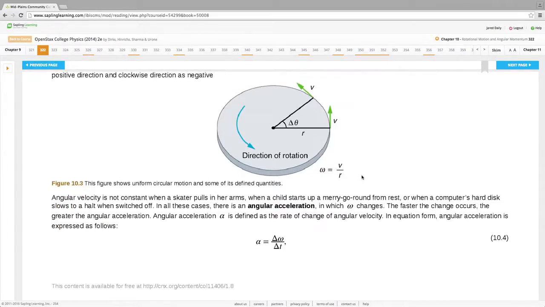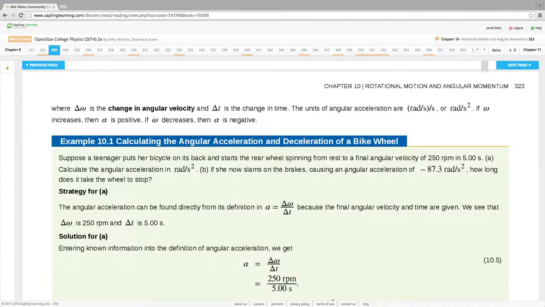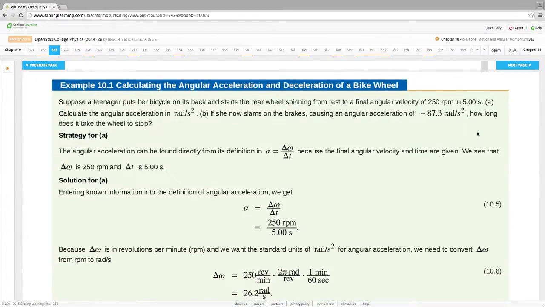And then angular acceleration, or the change in omega over change in time, or the change in angular velocity over change in time, we call alpha right there. And so we can go ahead and use the same kinds of equations that we did before with linear kinematics and use them for rotational kinematics.